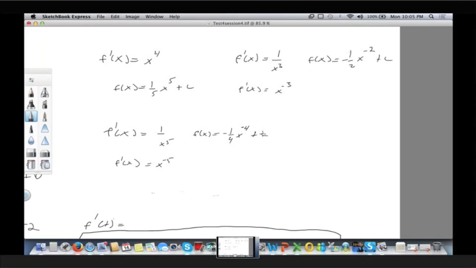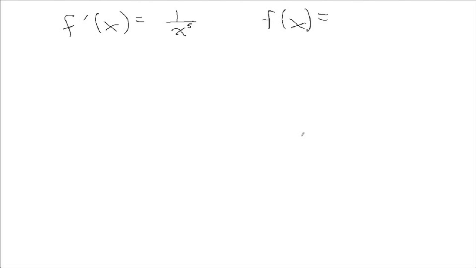Okay, and how would you check that answer? Take the derivative of f. Yeah, and what would that give you? It gives you x to the negative fifth. Okay, or 1 over... Yeah, that's right. Okay, so I'll go back to my screen.